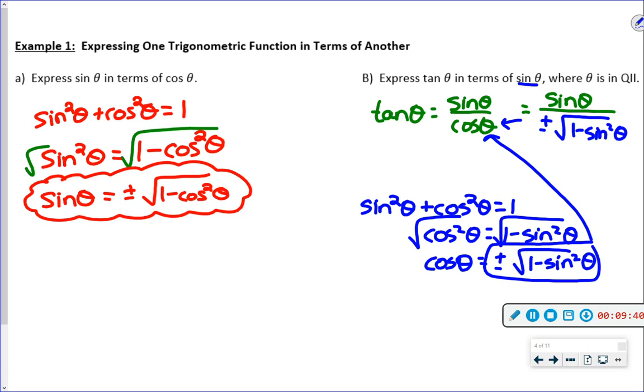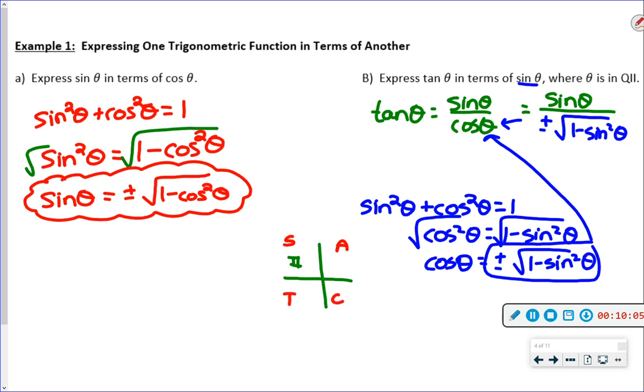We need to talk about that quadrant too, because it's not going to be both plus and minus this time, because you have a specific location. So that affects the positive or negative. So I'm thinking, of course, quadrant 2. We all know where quadrant 2 is, right? And I'm thinking about my All Students Take Calculus. Everything's positive, sine positive, tan positive, cos positive.